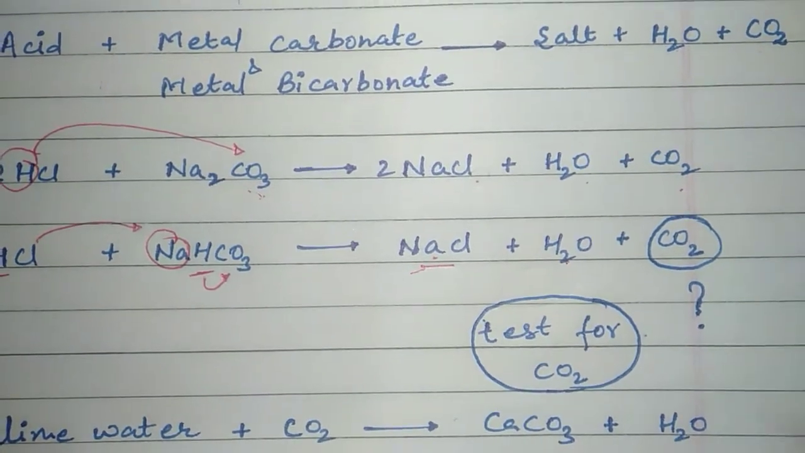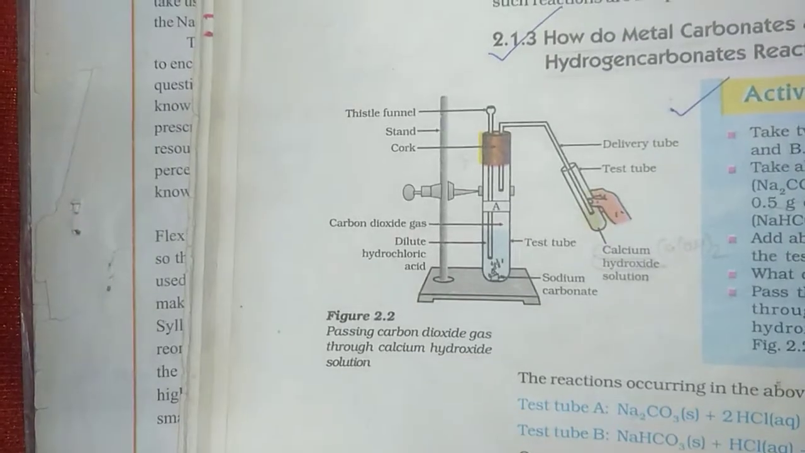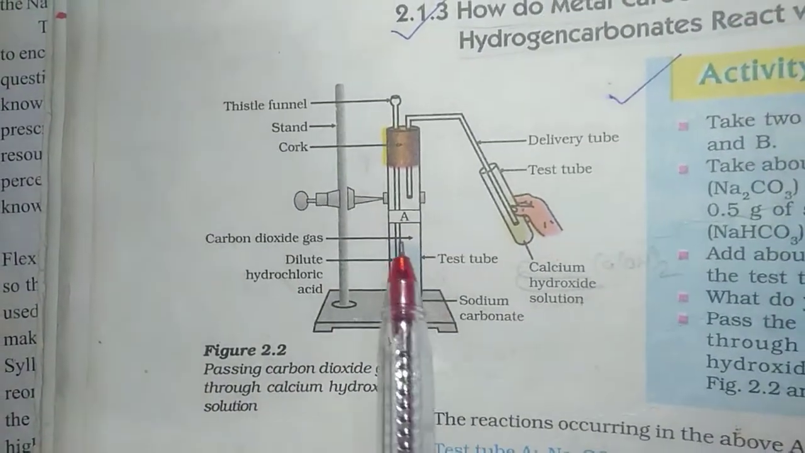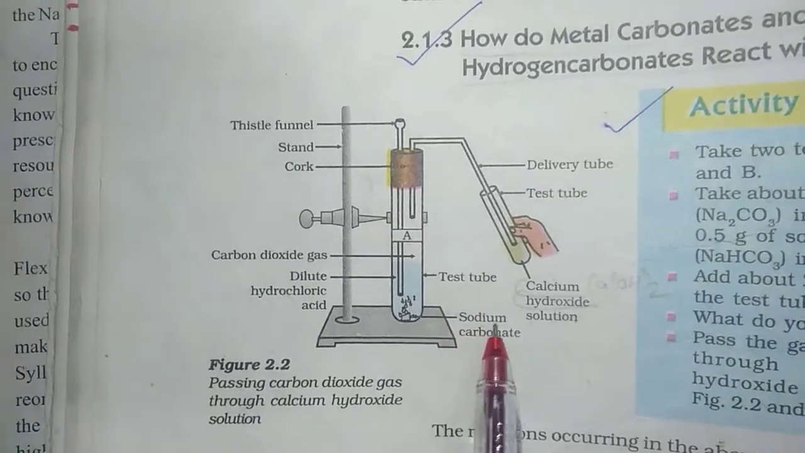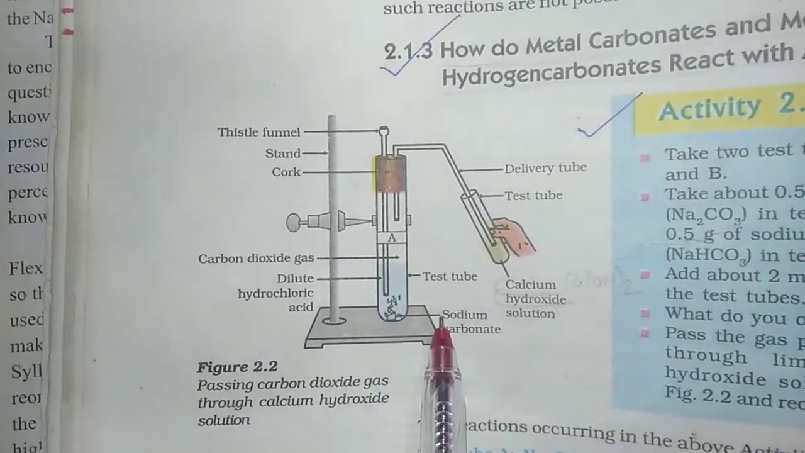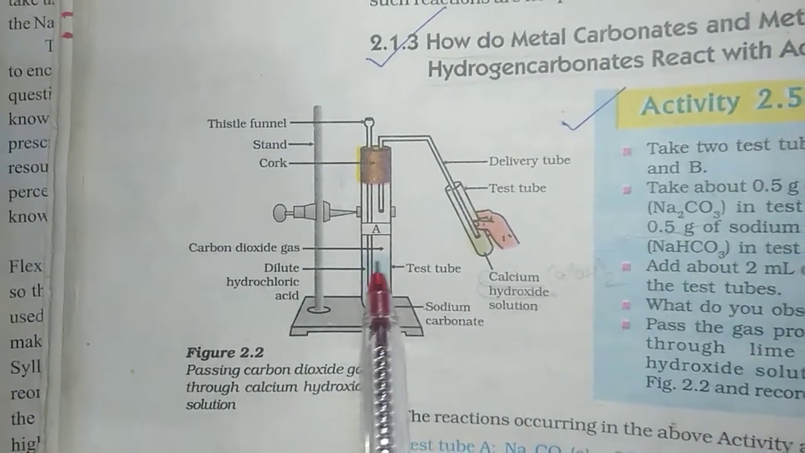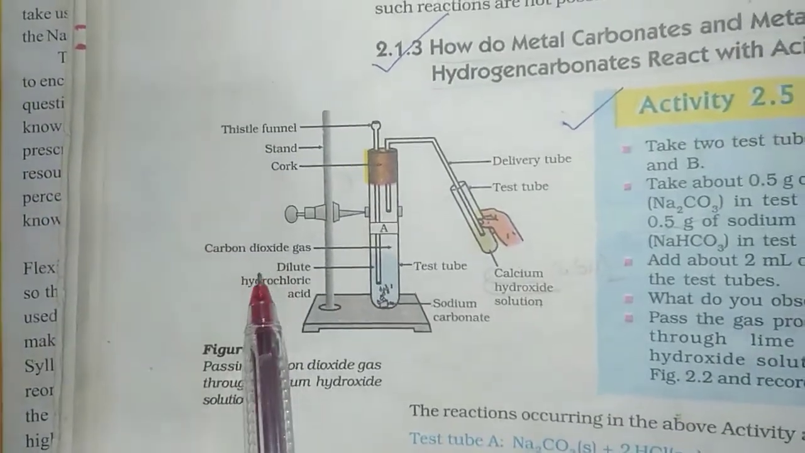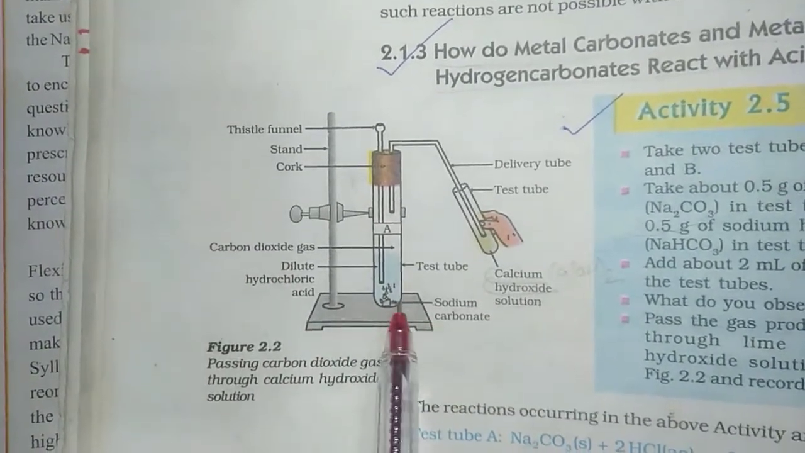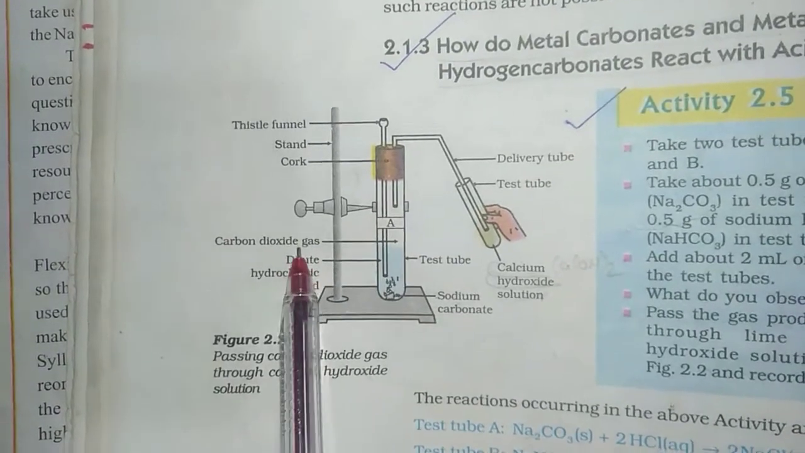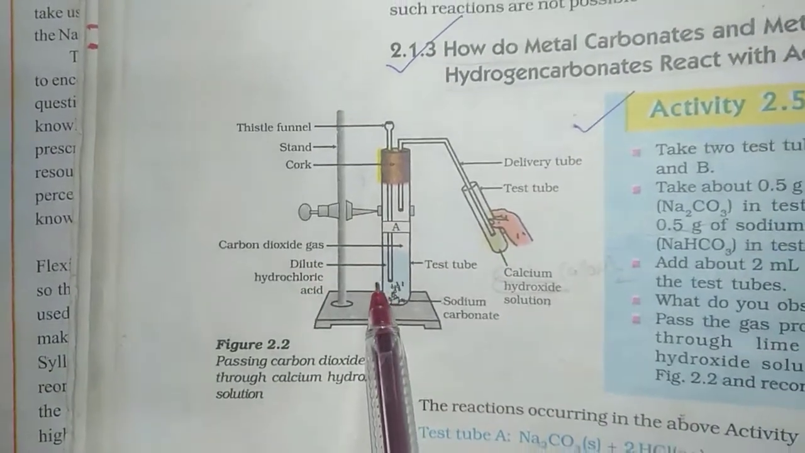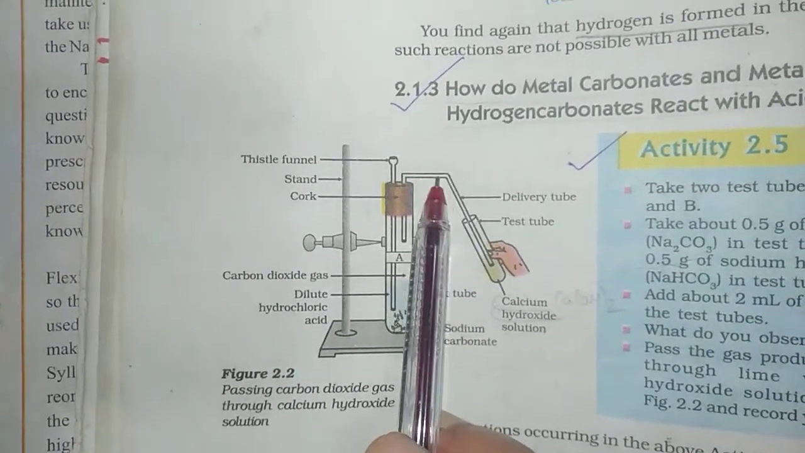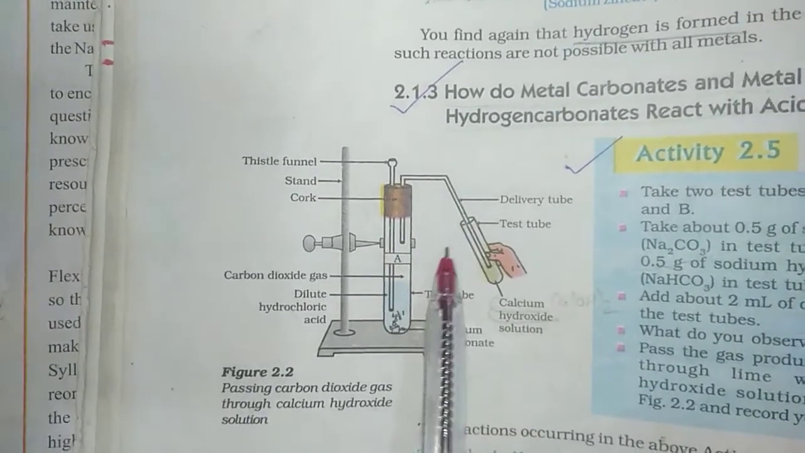So for that we have a test for CO2. Students, you can see in this diagram, in one test tube there is sodium carbonate, and any metal carbonate we can use, and any kind of dilute acid we can use. When these both react with each other, they produce carbon dioxide. In a similar way, the CO2 will be produced and come out from this delivery tube. Yes, now it is very important.